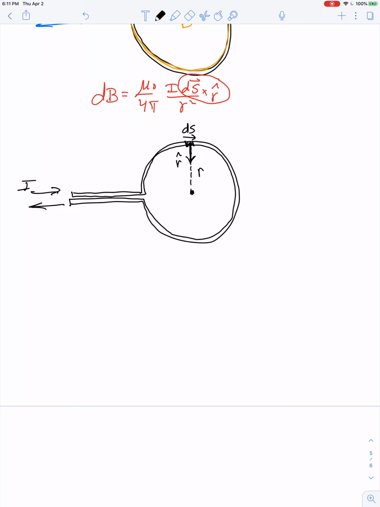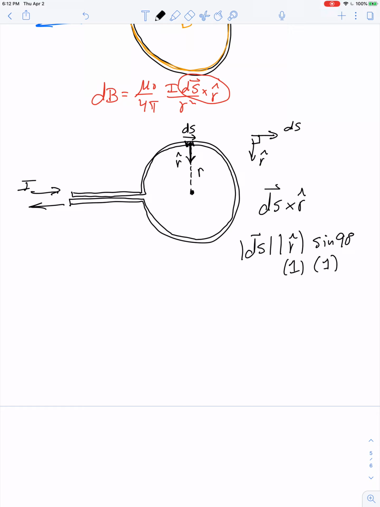Now, the angle between r hat and ds: ds points that way, r hat points that way, so it's 90 degrees. And so ds cross r hat in magnitude is just the magnitude of ds multiplied by the magnitude of r hat, and then times the sine of the angle between them. But the angle between the two is 90, and sine of 90 is 1. And r hat has a magnitude of 1, so there's a 1 and a 1. So really, ds cross r hat in this case is just ds. Okay, so that's going to make things easy.